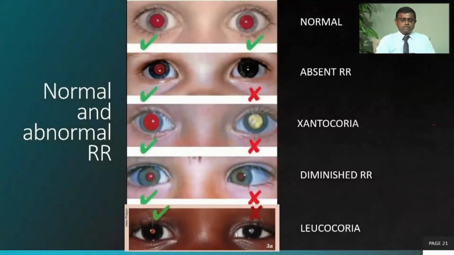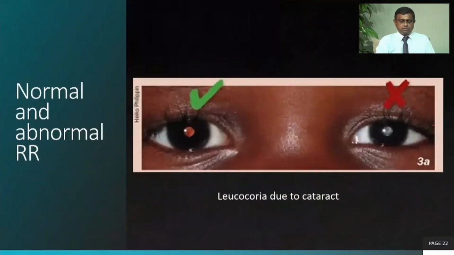So the normal red reflex is the top picture, which is the red glow through the pupil. In the second picture, the right eye has the normal red reflex, the left eye has an absent red reflex. The third picture shows the yellow reflex or xanthochorea. The fourth picture is a diminished red reflex due to refractive errors, and the last picture shows leukochorea or the white reflex, usually due to cataracts.